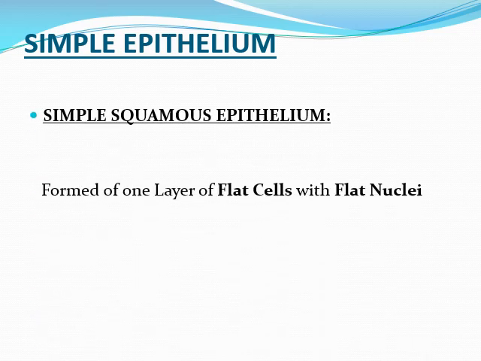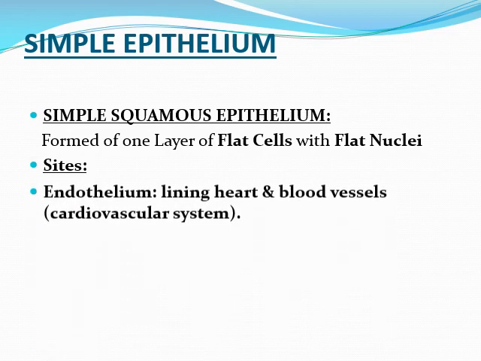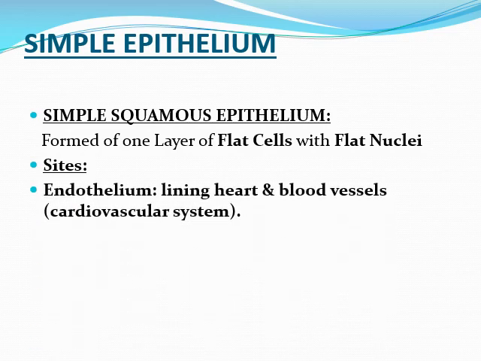The simple squamous epithelium is formed of one layer of flat cells with flat nuclei. It's present in areas in which I want a smooth surface and a delicate surface for gas exchange. Smooth surface, so it's lining the blood vessels and the heart, called endothelium. Delicate for gas exchange, as that in the alveoli of the lung.